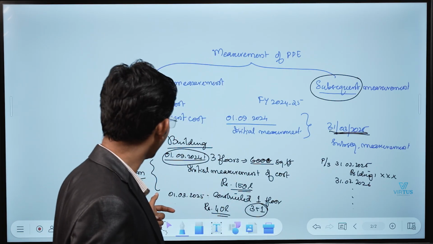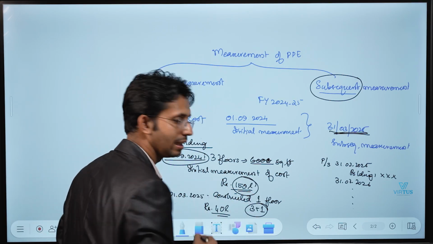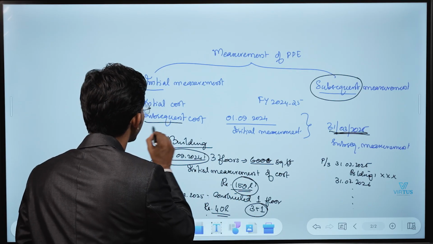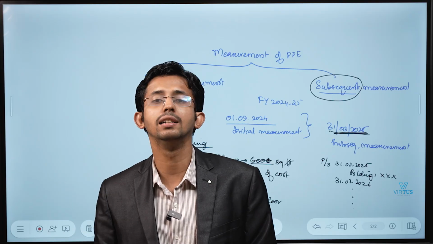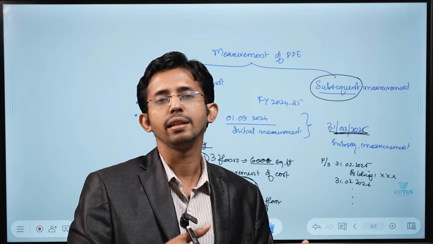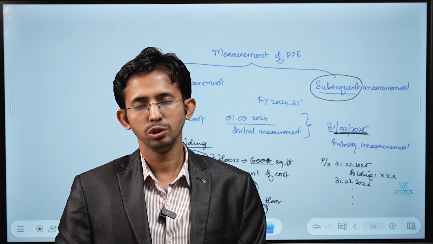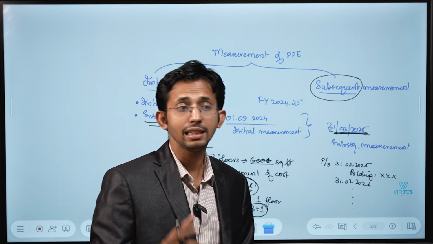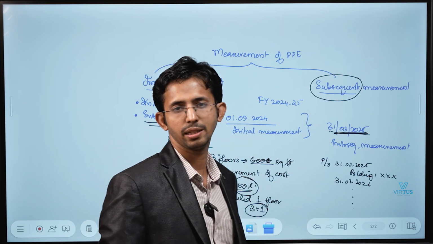Now what is this? Is it the initial cost? No. Initial cost was 150 lakhs. Then what is this 40 lakhs? This is what is known as subsequent cost. Subsequent cost means those costs which are incurred on the same property, plant or equipment after the initial recognition. You incur expenses after its initial recognition. That is subsequent cost. So subsequent cost is different from subsequent measurement.